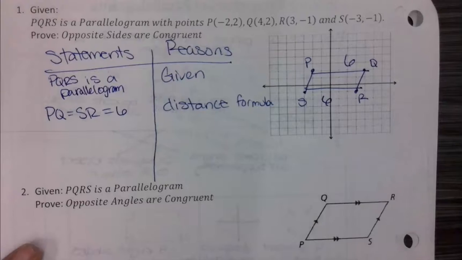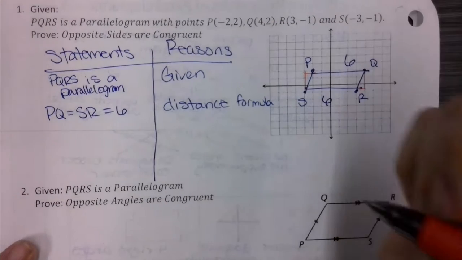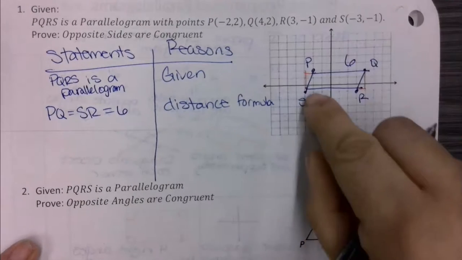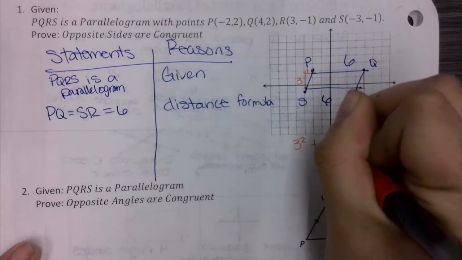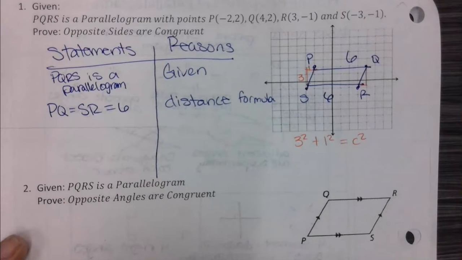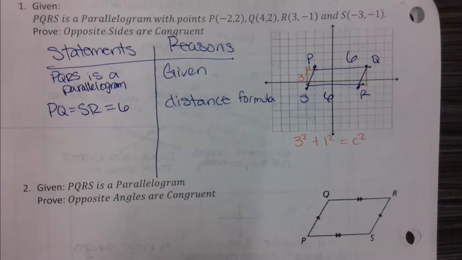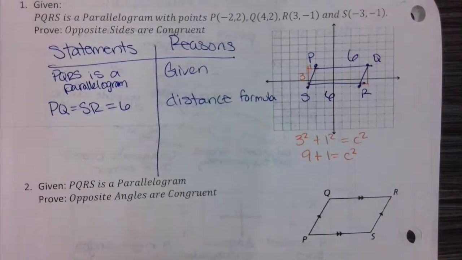So now I gotta find my length of S to P and Q to R. So I can use the Pythagorean theorem here because that makes a triangle. It's going up 3 over 1. So I'm going to do 3 squared plus 1 squared equals c squared. What is 3 squared? 9. 1 squared is 1. What's 9 plus 1?